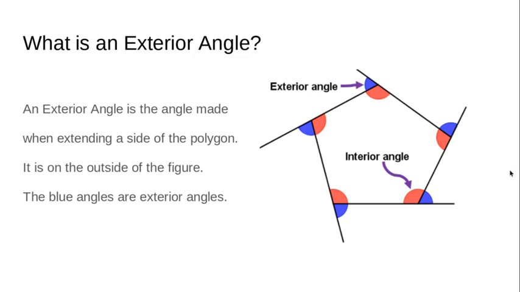You'll notice, and what I'm hoping you'll notice, is the red and the blue angles have a relationship to one another. Hopefully you're seeing it. The red and the blue together make that extended line that keeps going, and it's a line, a half of a circle, so it measures 180 degrees, the interior and the exterior added together.